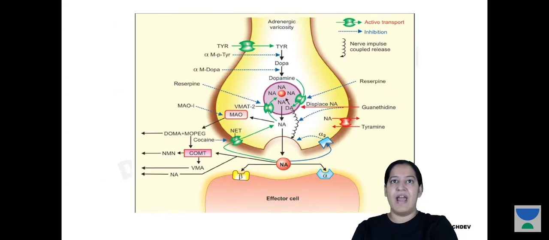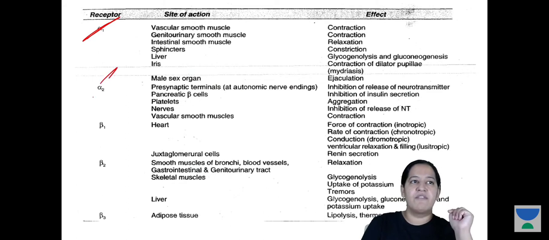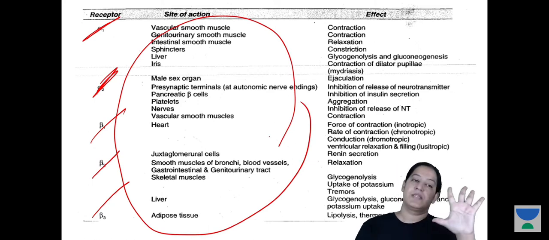In this chapter, adrenergic, you have alpha and beta. So you have 2 alpha and 3 beta. You can see here 2 alpha, alpha 1, alpha 2, and 3 beta, beta 1, beta 2, beta 3. You have to learn the names of the organs on which each of these is present. You have to learn it.